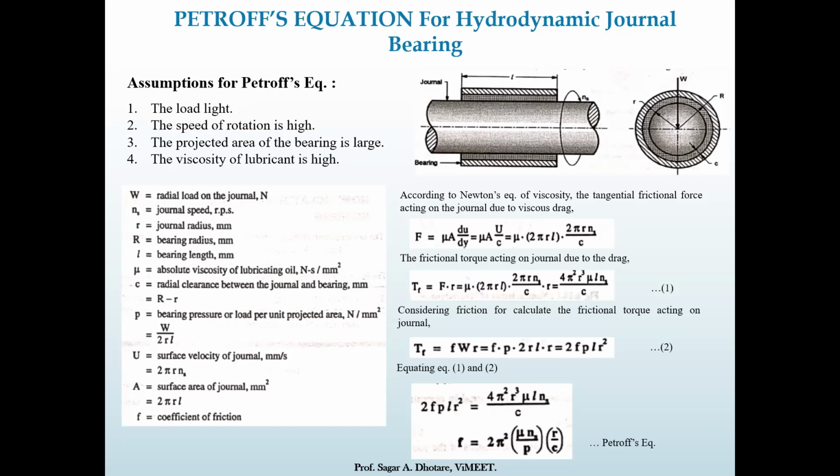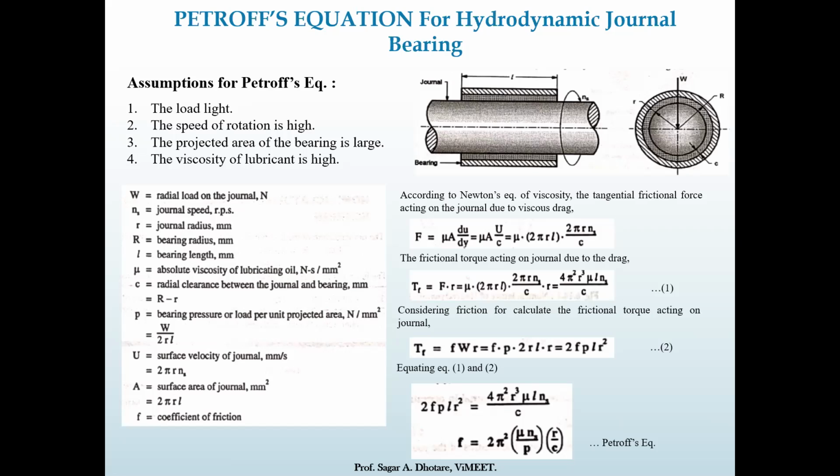First, the load is very light on the shaft, which we call the journal. The journal should be concentric so that the bearing can easily withstand it. Second, the speed of rotation is high. As the speed reduces, the hydrodynamic action gets reduced. So for proper hydrodynamic action, the speed of the journal should be high.